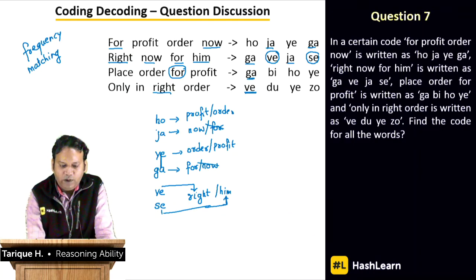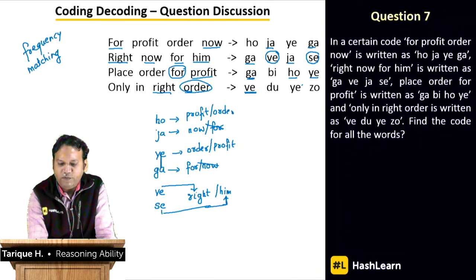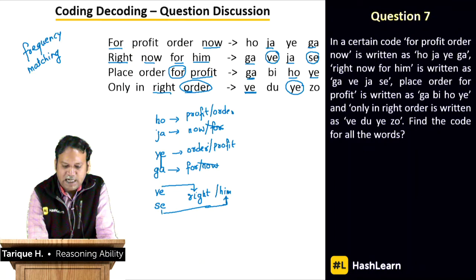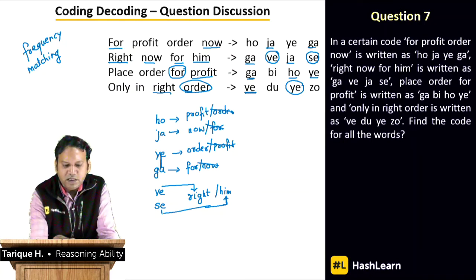Now look for HO and YE. So we have profit or order. We have HO and YE both here, and we have profit and order both here. Okay, so in this sentence we have profit and order, but in the last sentence we only have order. We don't have HO, we have YE. That means YE stands for order and HO stands for profit. So we have already solved 2 sentences completely. Let's go to the third sentence now.